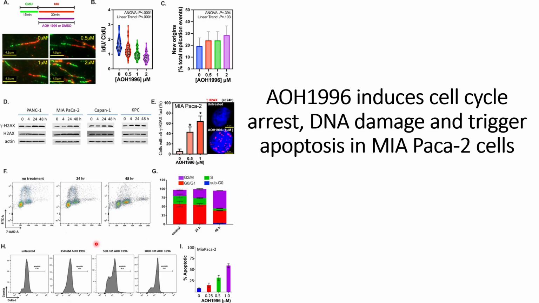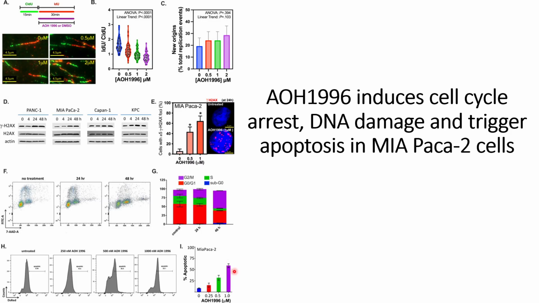Now they wanted to check the apoptotic cells, or the cells that are under apoptosis. For this they did a dose dependent study of AOH1996, and compared to the untreated, they can see the increase in the apoptotic cells from 16% to 15% when they increase the dose of AOH1996 from 250 nanomolar to 1000 nanomolar. They have quantified this in panel I also, where we can see the dose dependent increase in the apoptotic cells.